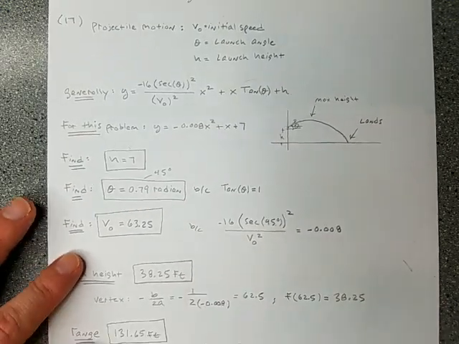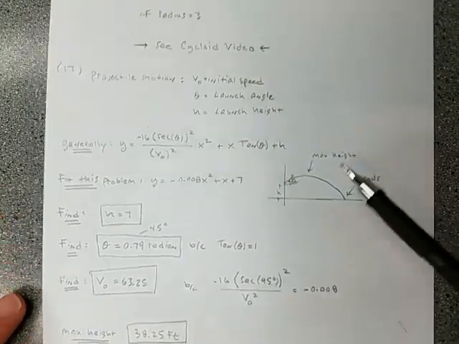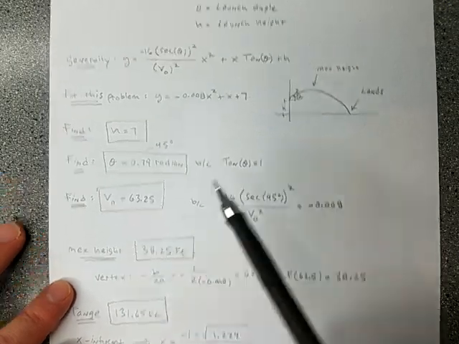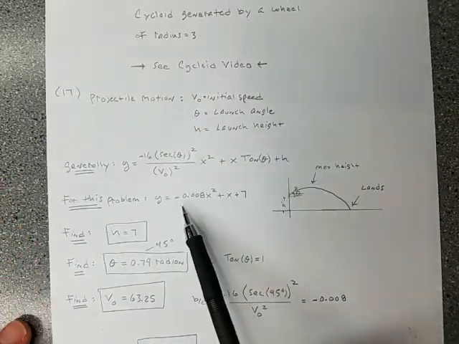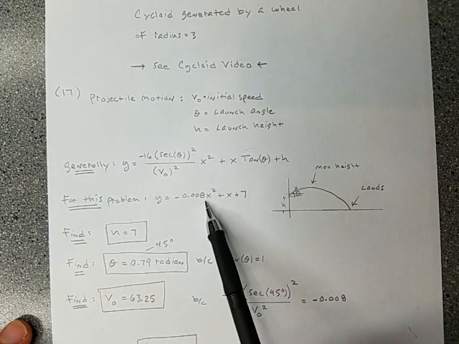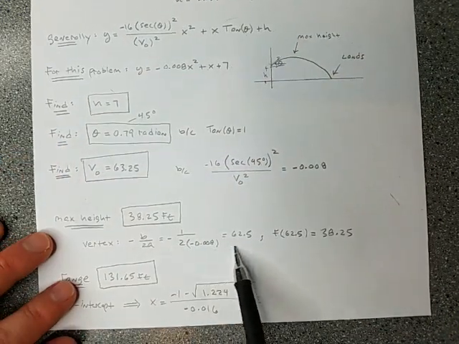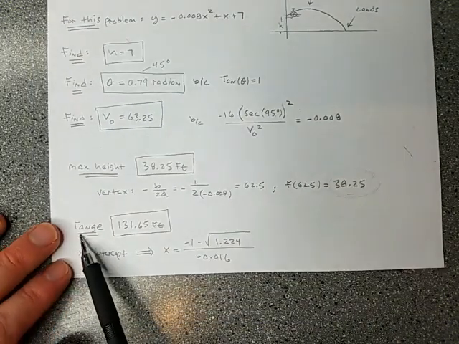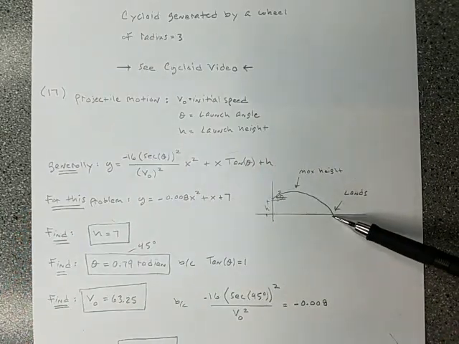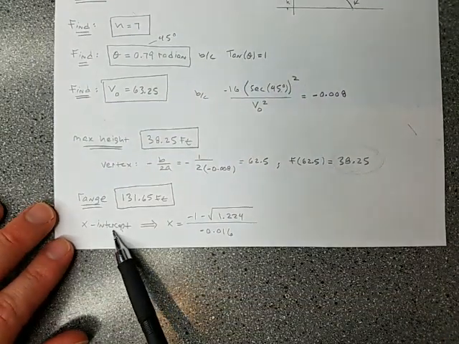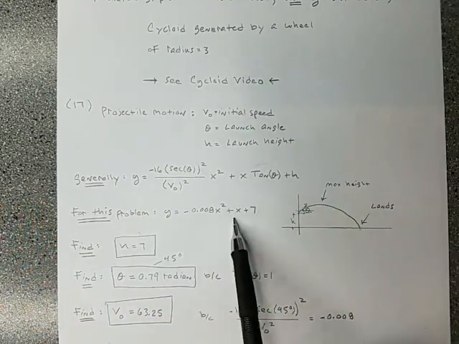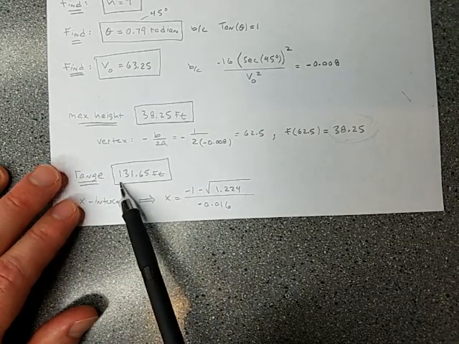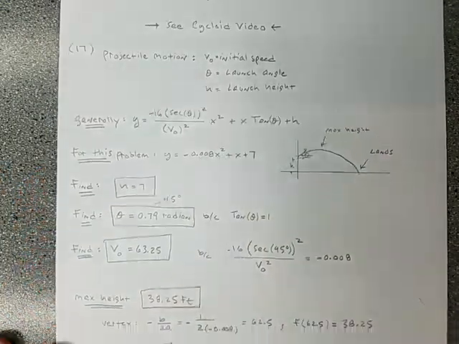Now say that I know that, then I can find out the maximum height the projectile reaches. That's the vertex of this parabola given by the equation negative 0.008x squared plus x plus 7. There's the y-coordinate of the vertex. And then the range, it's asking me for where the projectile lands. That's the x-intercept of this quadratic equation, which we solve by the quadratic formula. And I'll get 131.65 feet. All right, so that's 17.